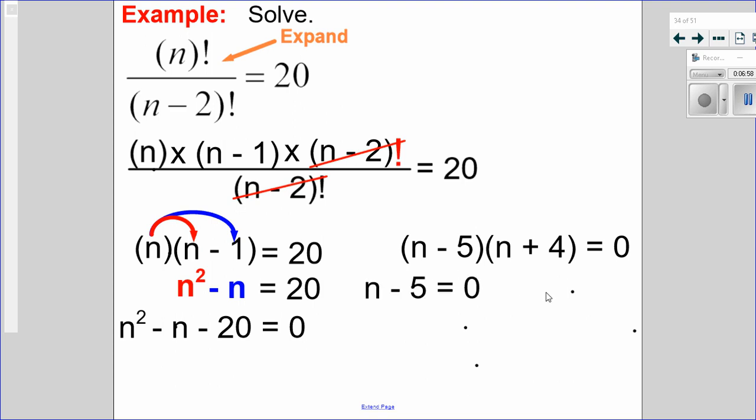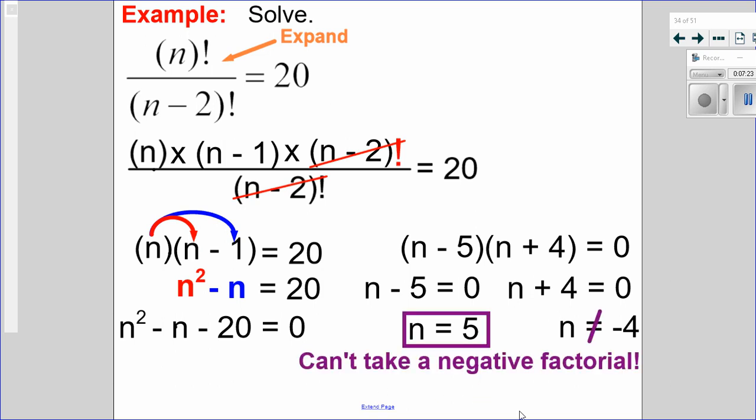I set each factor equal to 0. So for this one here, I add 5 to both sides to get n equals 5. Here I subtract 4 from both sides and I get n equals negative 4. So while there are two solutions to the quadratic, there's only one solution to this question. Because remember I said to you that factorials have to be whole numbers. So I know you can't take a negative factorial, so n can't be negative 4, it can only be 5.